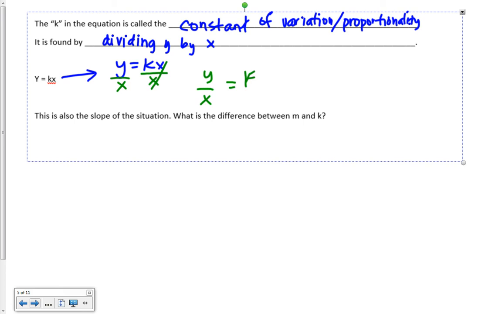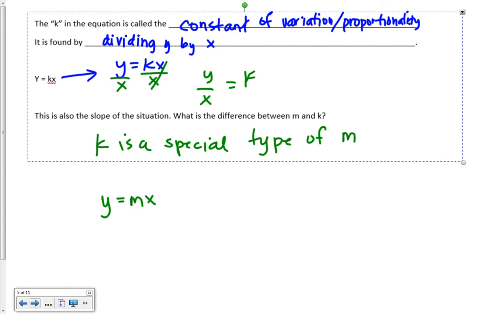And then I was just talking about this. It says this is also the slope of the situation. What is the difference between m and k? Really, k is a special type of m. So they're both slopes. M is just the slope of anything. K is just what we use to talk about the slope of a proportional situation. But that doesn't mean that you won't sometimes see just y equals mx. Sometimes you will write it that way too.